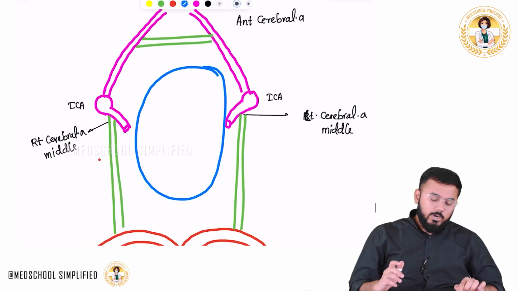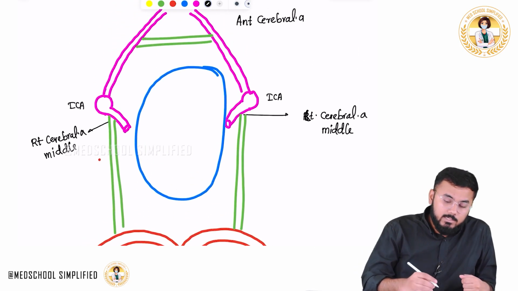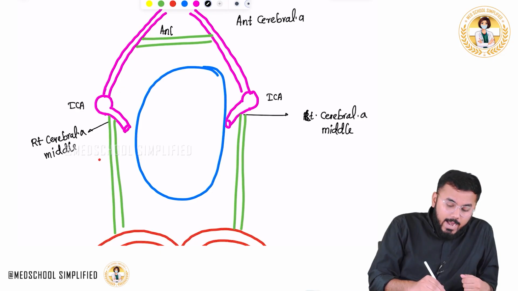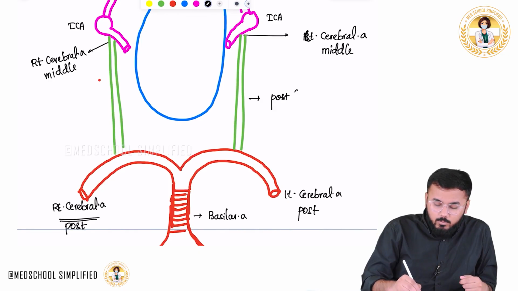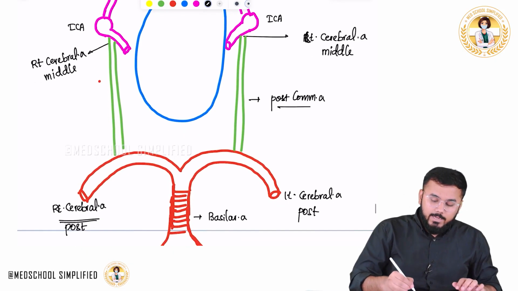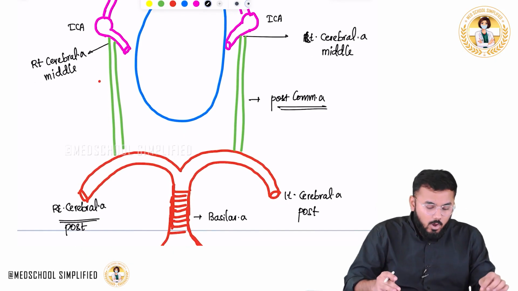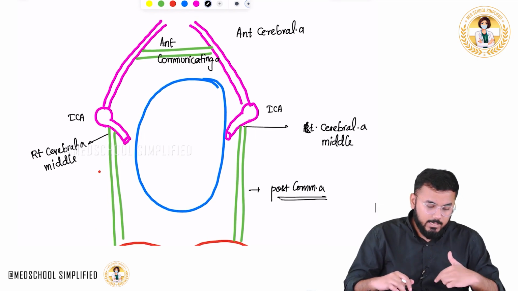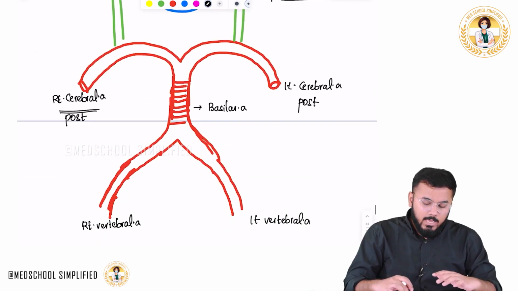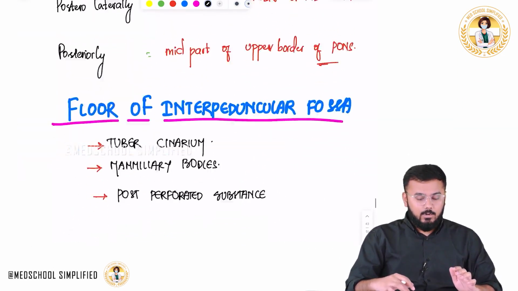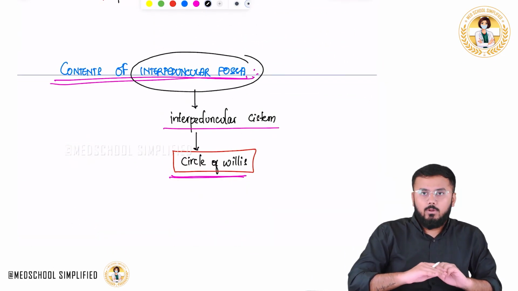Now important thing is, what are these arteries called? These arteries are called the anterior communicating artery. Anterior communicating artery, and these arteries which are located on the back are called the posterior communicating artery. So anterior communicating arteries, and next important thing is posterior communicating arteries. So all of them together join to form this circle over here. This is called the circle of Willis, right? This is called the circle of Willis. And where is this circle of Willis present? This circle of Willis is present within your interpeduncular fossa.